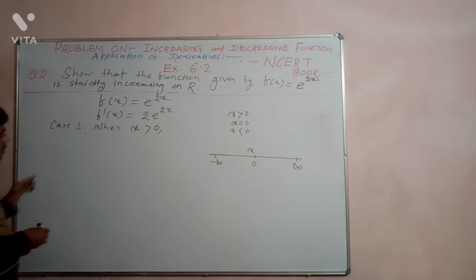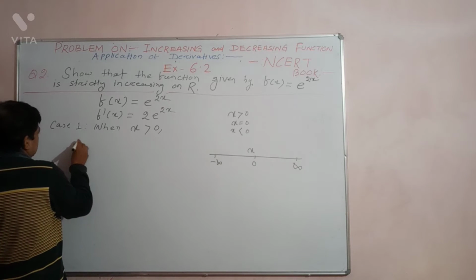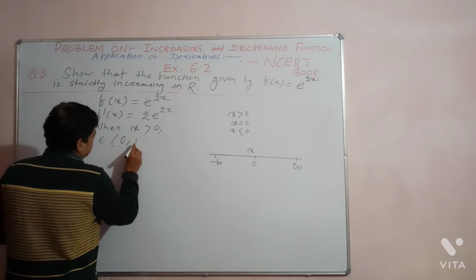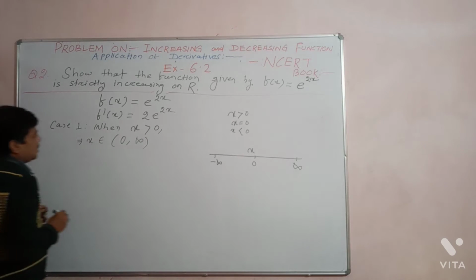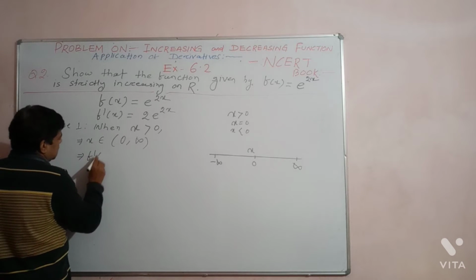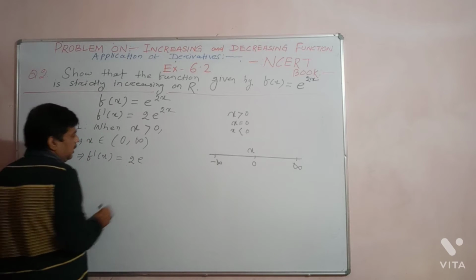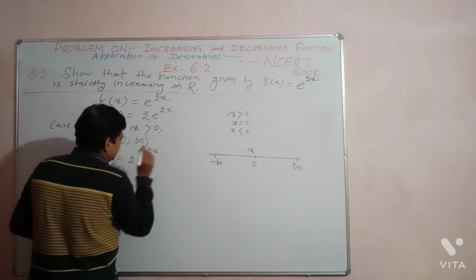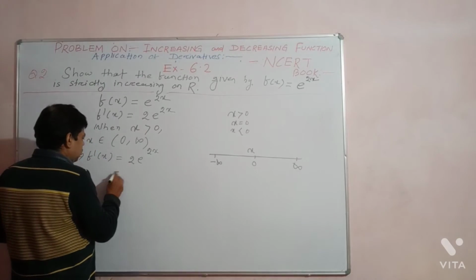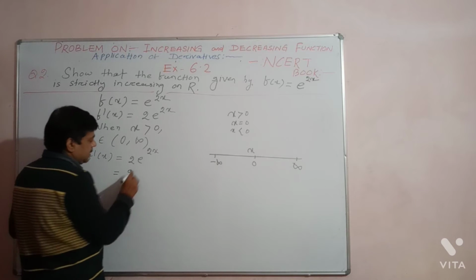Let's see. First of all, see when x is greater than 0. X is greater than 0 means which interval? That implies x belongs to which value? 0 to infinity, in this interval. So when x is greater than 0, you see now f dash x is equal to 2 into e to the power 2x. Understand or not? If x is positive, and all of you know that 2 into, what is the value of e to the power x?